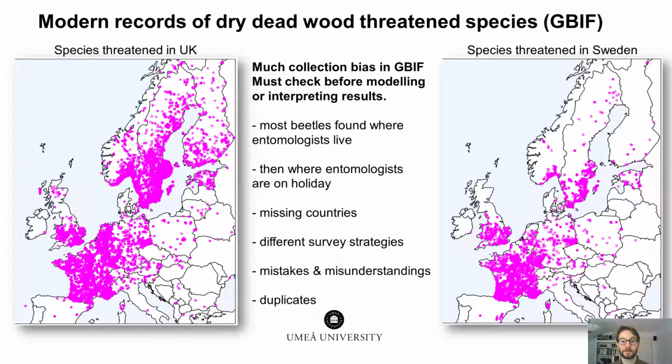Here we are comparing the finds of Swedish threatened species and UK threatened species again. It's clear from these plots that there are a lot of national differences in the way the insects are recorded, but also we can see there are considerable biases in terms of the data collection. Most beetles are found where entomologists live and where they go on holiday. So a lot of cleaning there as well before we can reliably use this long-term ecology data.